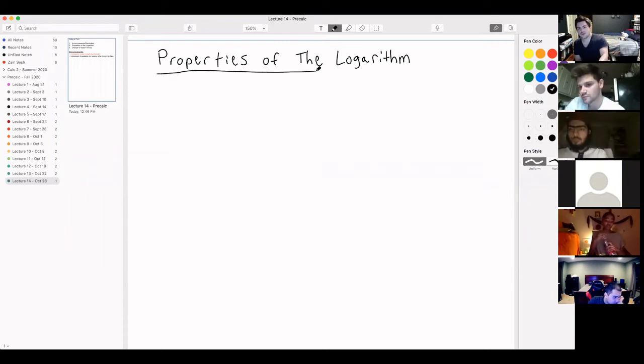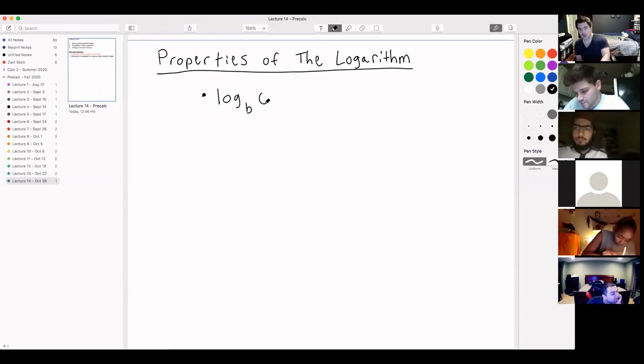Okay, so properties of the logarithm. Firstly, I did highlight two properties last class that I'm just going to reiterate right now. So this hopefully will look familiar. We have one thing, log base b of 1, that is 0. And the second thing from last class was log base b of b, that is 1. Okay? That was from last class.